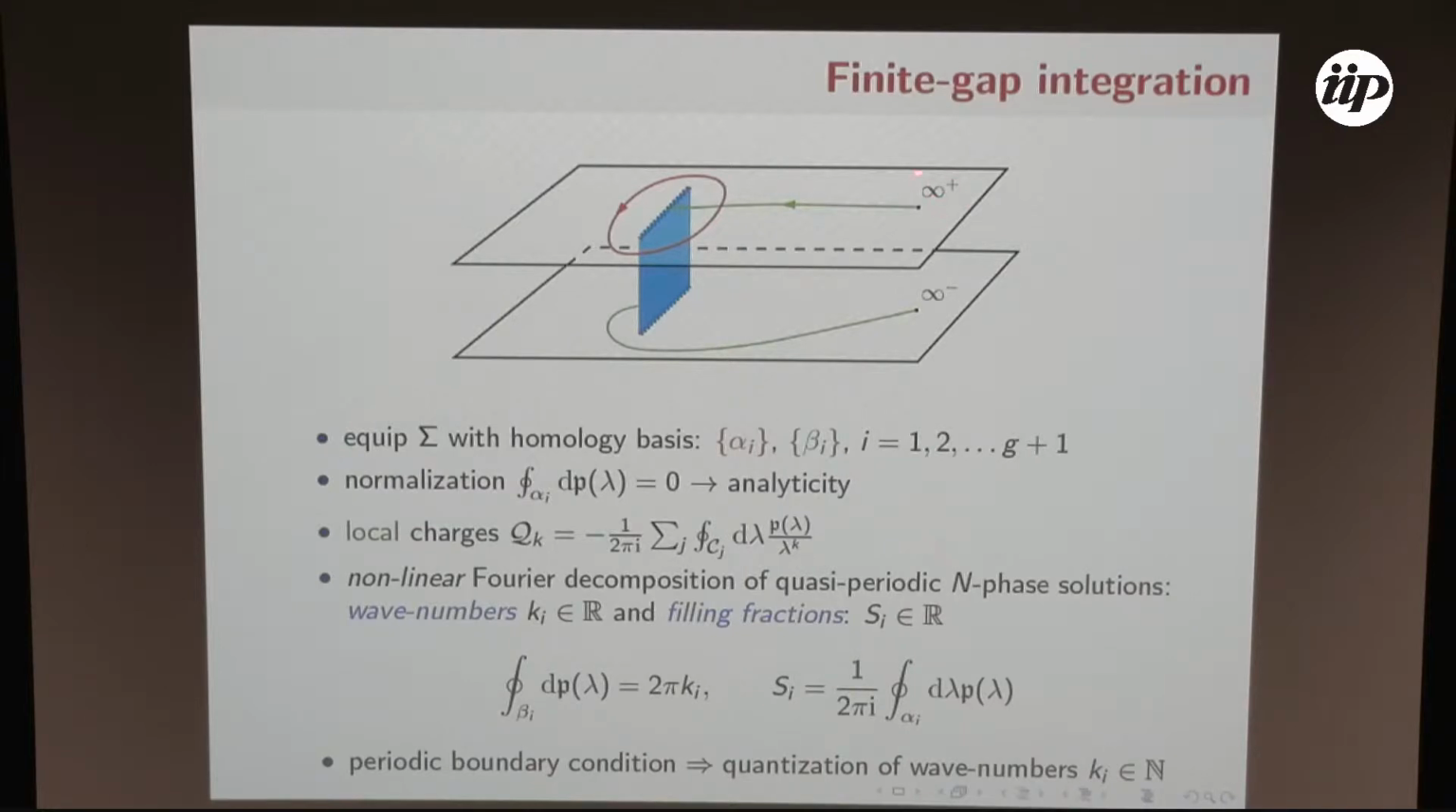If I go through the cut, basically it means that I'm starting on one sheet of the surface and then I'm jumping onto the other sheet and I go back. For instance, you can define this cycle such that you go from infinity through the cut and escape back to infinity. And now, with this construction, you can define the quasi-momentum differential in a unique way. You prescribe the algebraic curve, and then by requiring that this differential is analytic, which amounts to normalizing it with respect to alpha cycles, requiring that the alpha cycles vanish, then this dp is uniquely fixed.